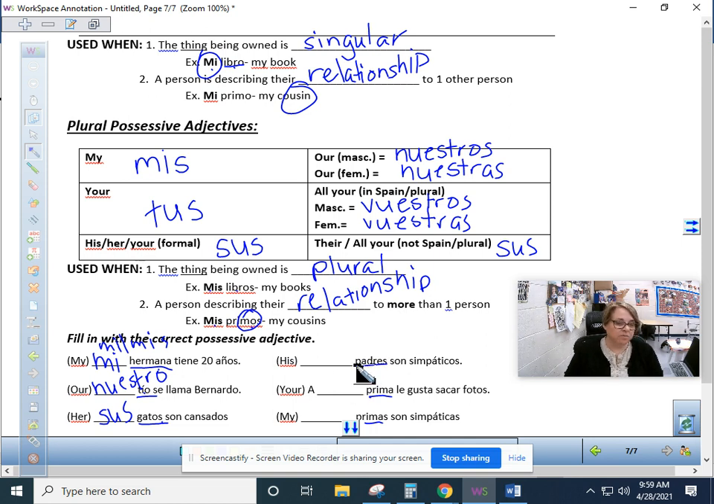Padres, right? We have padres here. We need his. So here we go. Again, padres is plural. His would be sus. Okay, your, blank, and then prima. Prima is singular, so we're going to pick from the singular ones, right? Your would be tu. And then my again, primas. Primas is plural, so we're going to use the plural version of my, which is mis. See? And that's all there is to it. It will take some practice, but it's a pretty simple concept because it kind of follows the same rules that we've already learned with adjectives matching nouns, right? Okay.